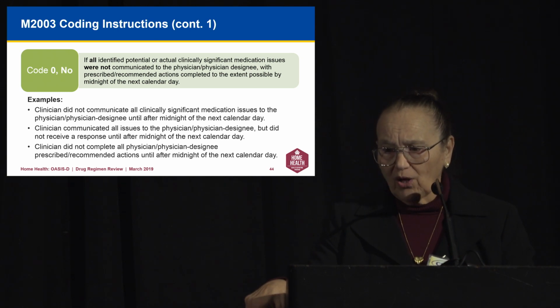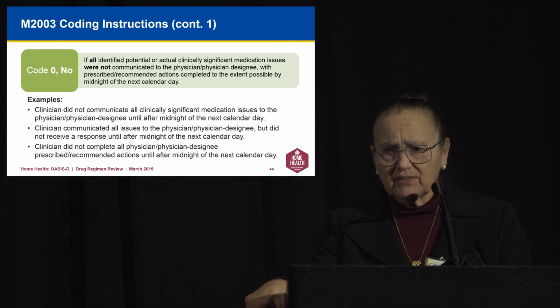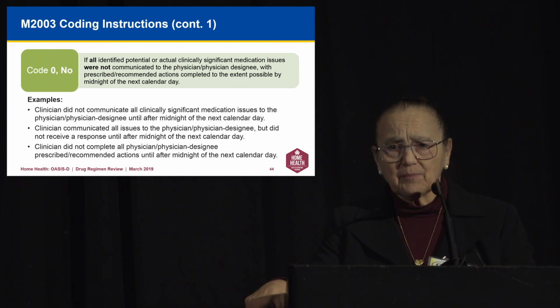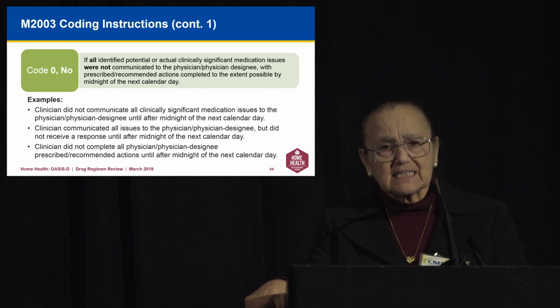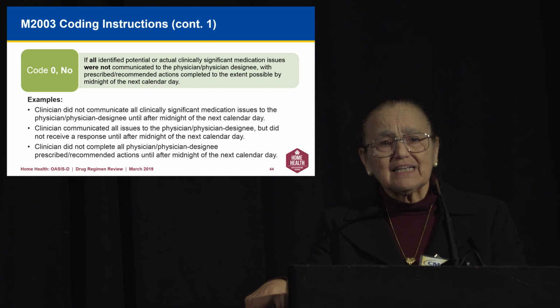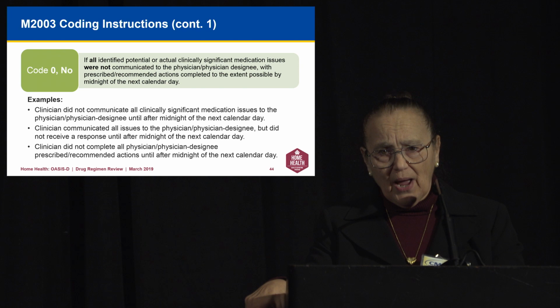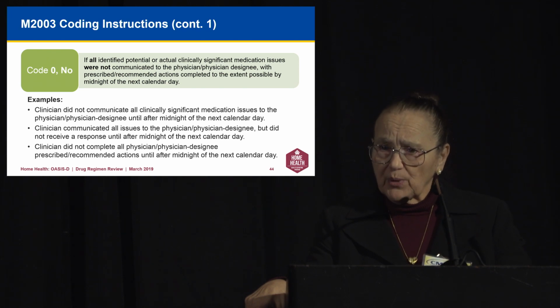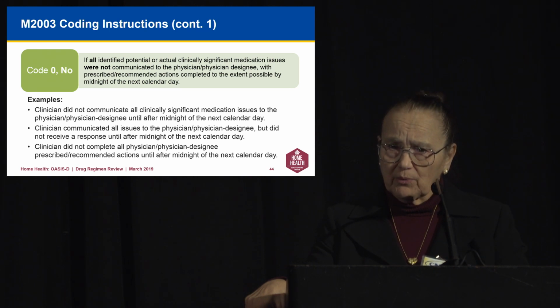Clinician communicated all issues to the physician or designee, but did not receive a response until after midnight of the next calendar day. This is the most common issue. Yes, I see all the heads going up and down. It is still critically important that we get the information to the physician or designee and that we find a mechanism, whatever it might be, for the two-way communication to actually be completed between your clinician and the physician or designee they are trying to work with.